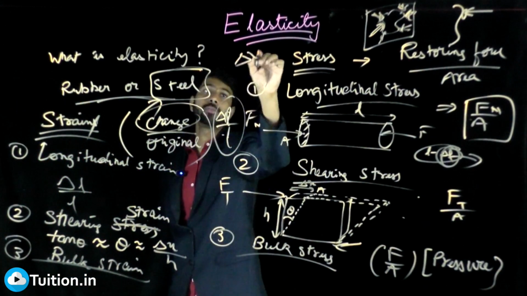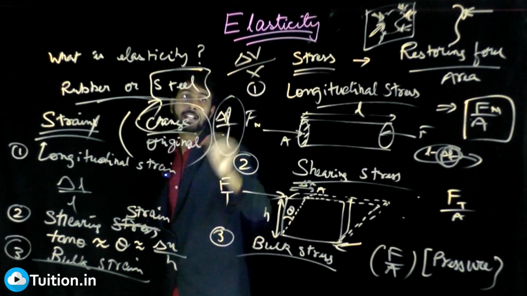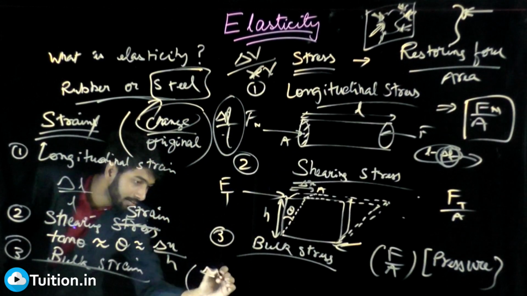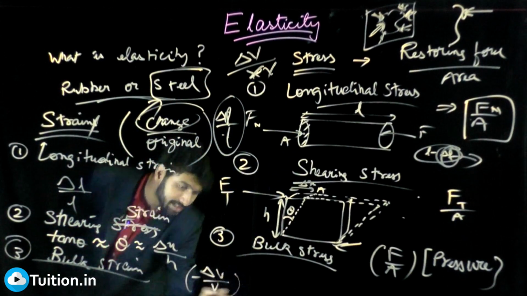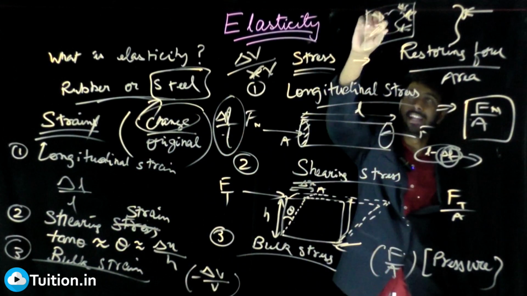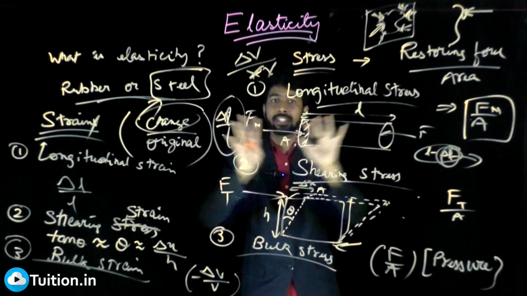So let delta V be the volume change, and let the original volume be V. So bulk strain is nothing but delta V by V, and usually it's taken with a negative sign because for such cases volume is always decreasing. It can never increase because there is no force from inside to outside which will actually increase it.